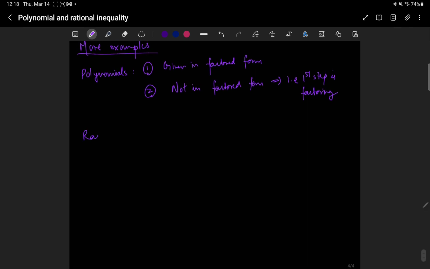For rational, again, the same idea is that ultimately you want both numerator and denominator factored, if it is not factored. Let's look at a quick example for polynomial factored. So that will be our example number 1.